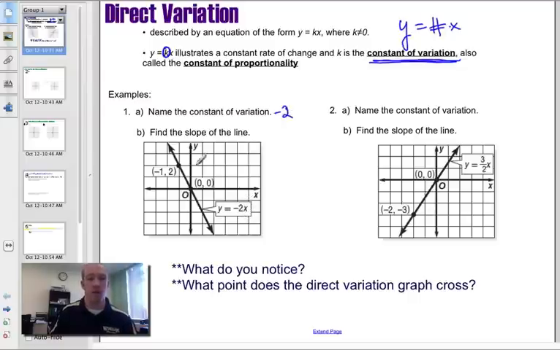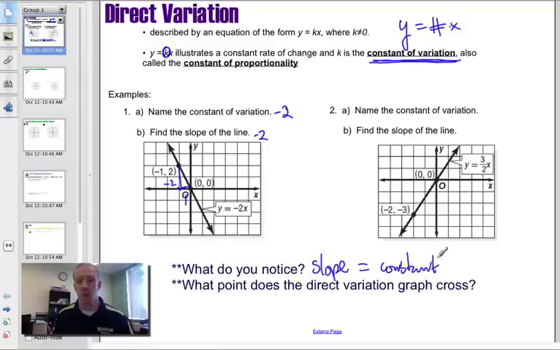And if we look at this line, our slope is down 2 over 1. So our slope is -2. In fact, that always occurs. The slope always equals the constant of variation.